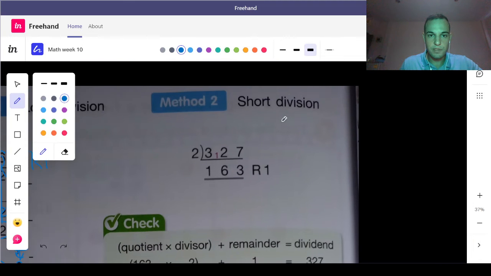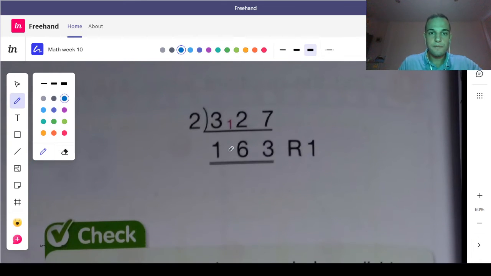Let's take a look at the short division method. So we have 2 goes into 3 one time. All right, so 3 minus 2, there's the 1 left over. 2 goes into 12 6 times, because 2 times 6 is 12. And 2 goes into 7. There's no remainder from 12, so there's nothing to put here. This stays empty. 2 goes into 7 3 times, because 2 times 3 is 6, and we have the remainder 1.